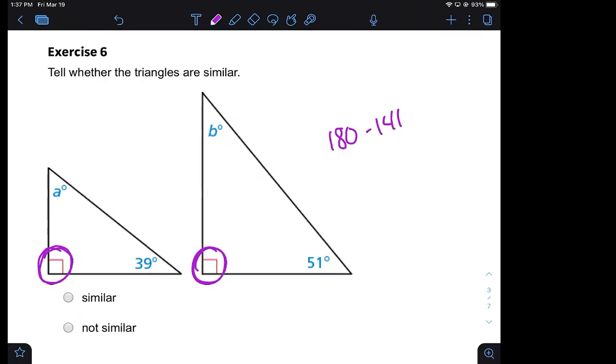So what's 180 minus 141, Max? 39. So there is a 39-degree angle over here. And if I can prove that there's two sets, then I know there will be three sets. So I know this has to be 51 degrees just by default. Otherwise, it wouldn't add up to 180. So these are similar. Remember, to be similar doesn't mean the sides have to be the same. It just means the angles have to be the same. The sides are going to be proportional if the angles are the same. So same shape, different size.